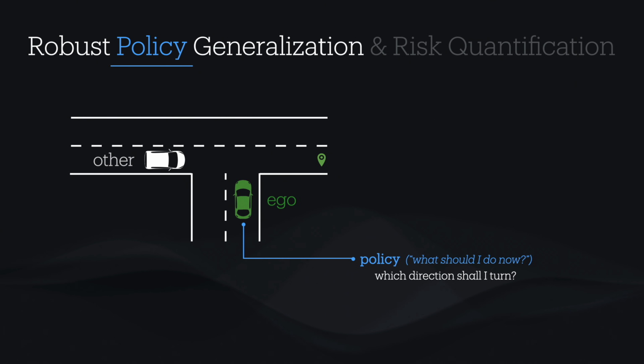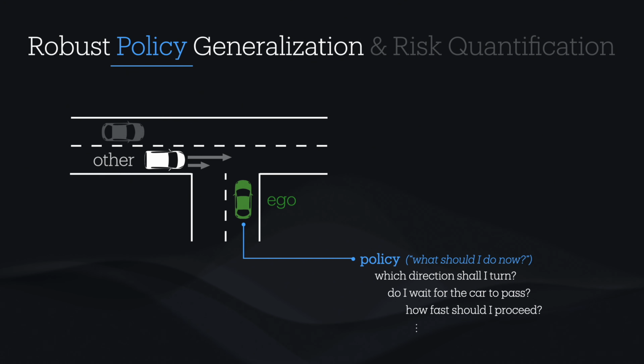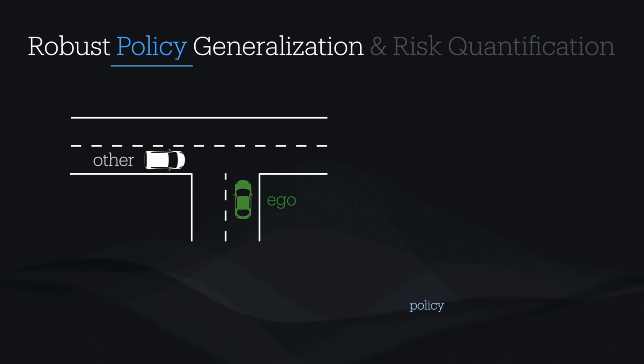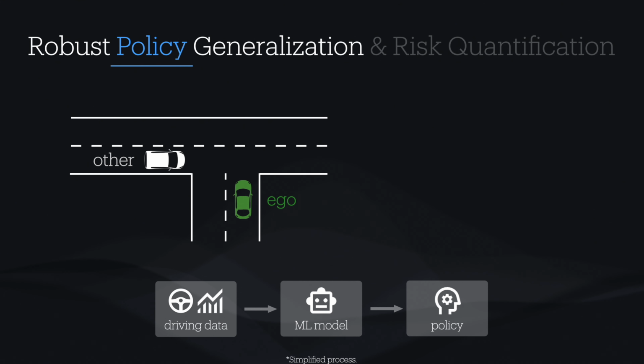One might be, which direction should I turn, which might be dictated by the path that it wants to take. Do I wait for the car to pass, which is dictated by what we think the other agent might do. How fast should I actually proceed in this intersection, which might be determined by how fast we think the car is, or whether there's another vehicle blocking the point of view. Typically, in a very simplified process, you collect some driving data, you pour it down to a machine learning model, and it gives you a policy on how to act in situations like this.